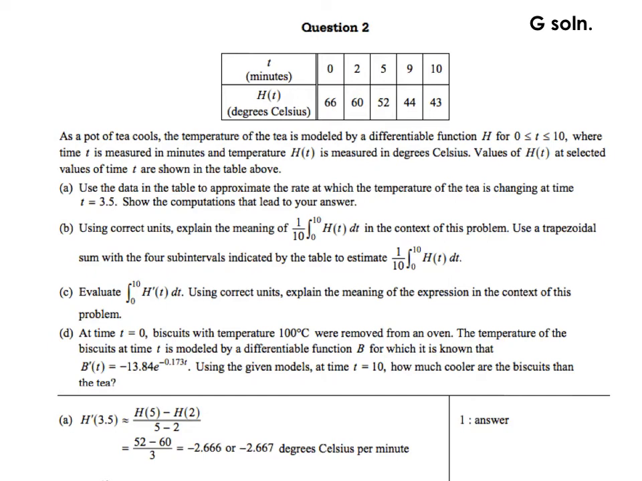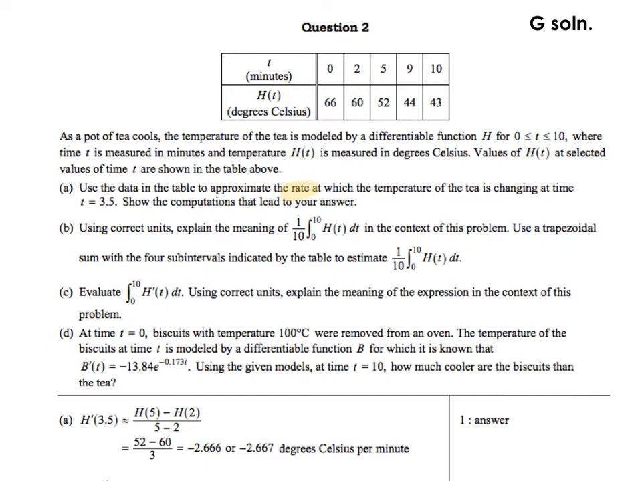This one happens to be a trapezoid rule, which we'll get to in a second. Part A says, using the data in the table, approximate the rate at which the temperature of the tea is changing. As soon as we see the word rate, that would imply that we're talking about a derivative. And so we need a derivative. And how are we going to take a derivative when we don't have the equation of the function? So then we start looking at information about the function, and that is we have a set of data points and we're looking for the derivative.